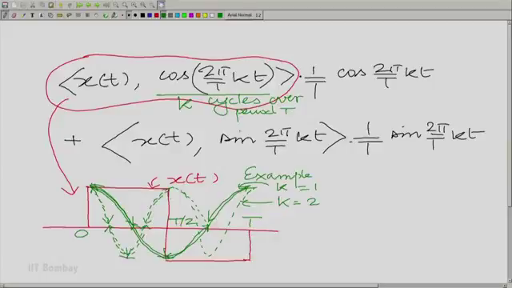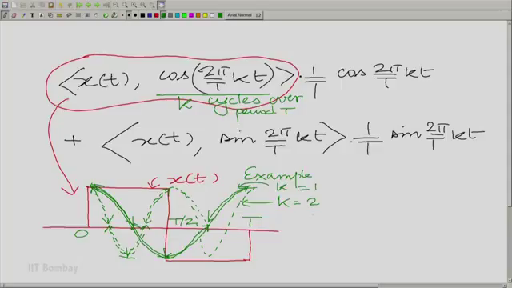Now, you can visualize this. I have shown you the situation for k equal to 1 and k equal to 2. I encourage you to do it for arbitrary k. So, what I am saying is the dot product with cos(2π/T kt) falls to 0 for whatever positive integer k you take. So, let us record that. What we are saying is this inner product is equal to 0 for all positive k.